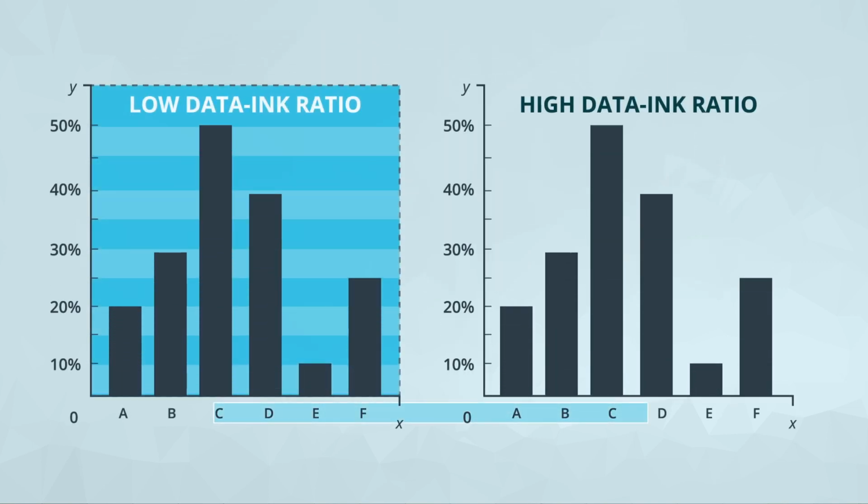Here, we have two graphs that are representing the same information. On the left, we have a visualization with low data to ink ratio. Notice the extra elements in the visualization that can be removed, including the blue background, the horizontal and vertical grid lines, and the outer black border. A large amount of the ink in this visualization is not used to describe the data.